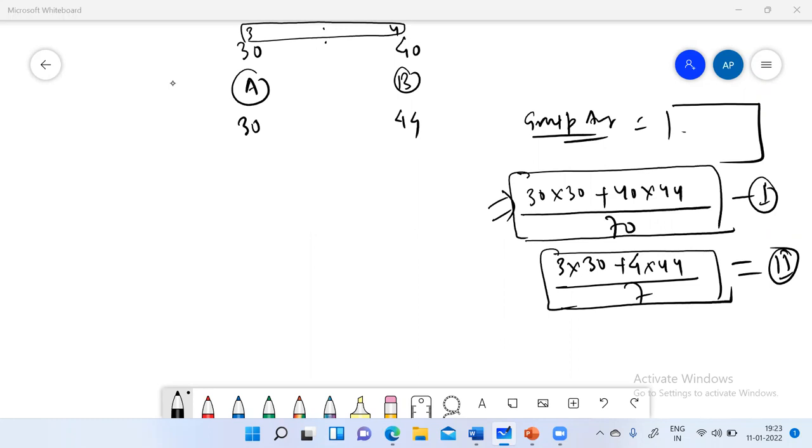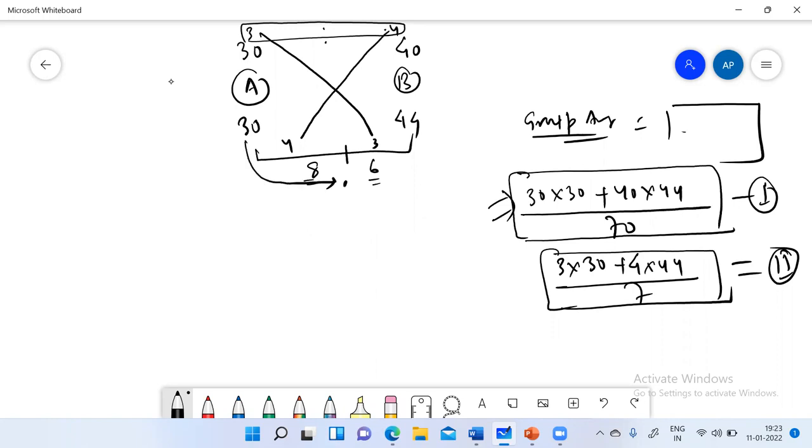I also told you there is a trick way to divide the gap into the same ratio. In what ratio? We will divide the gap in 4:3. And what is the gap here? 14. So how do you divide that? Divide it in 7 parts: 4 into 2 and 3 into 2, so 8 and 6. So you can just get the average either by adding 8 to 30 or by subtracting 6 from 44, which will be the same value.